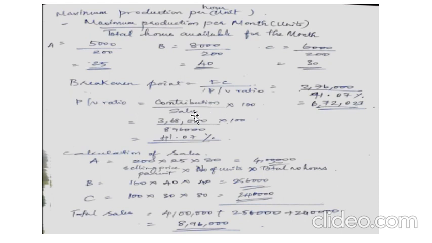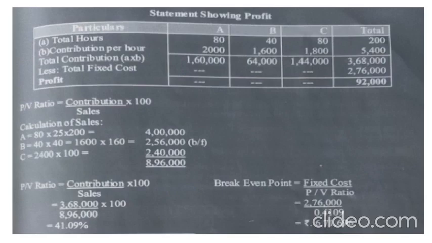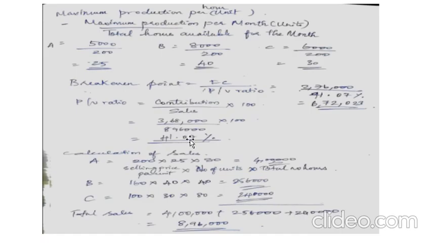So now as we have got our sales, we will find out what is our PV ratio. So contribution divided by sales. So contribution as per the calculation we have is 3,68,000. So 3,68,000 divided by sales, which is 8,96,000, which we have got from the solution, that is the working note, which will give us 41.07.